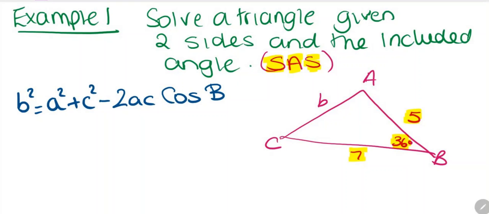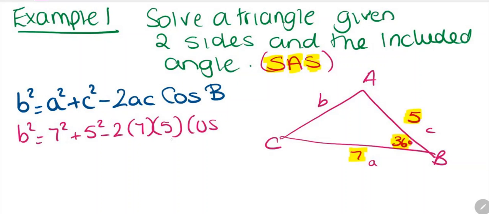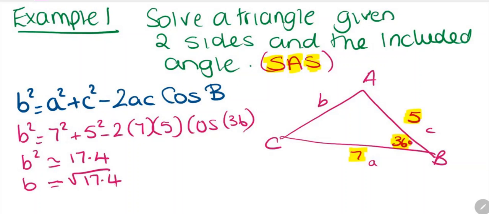So we can substitute in the values we know. b squared we don't know. So a squared, this is little a, and this is little c, is going to be 7 squared plus 5 squared minus 2 multiplied by 7 multiplied by 5 multiplied by the cosine of angle 36. So we need to put this into our calculator. This is approximately 17.4. And then we need to take the square root of 17.4, and we'll have approximately 4.2. So we know that the length is 4.2.